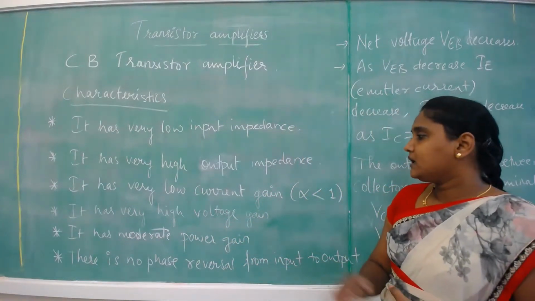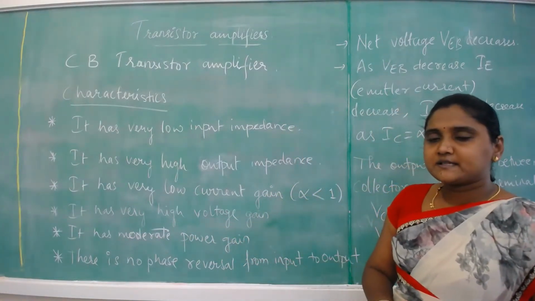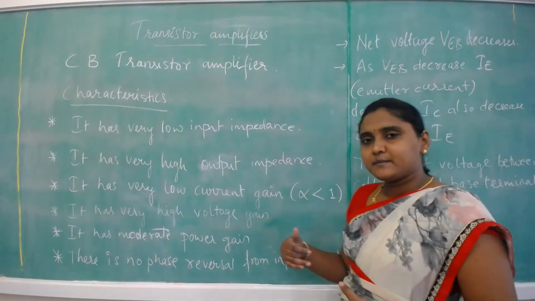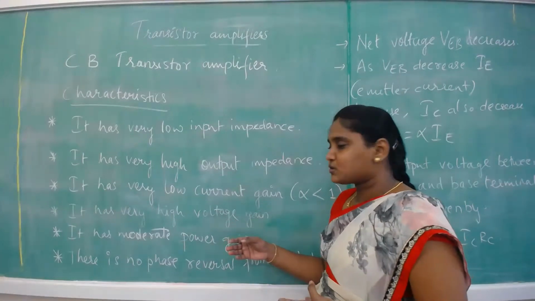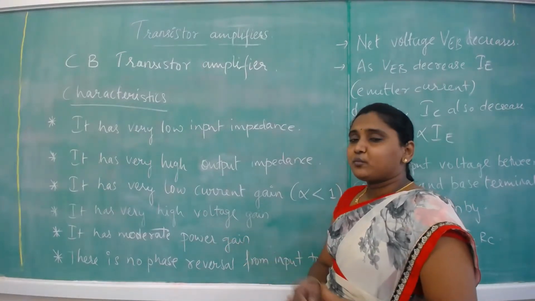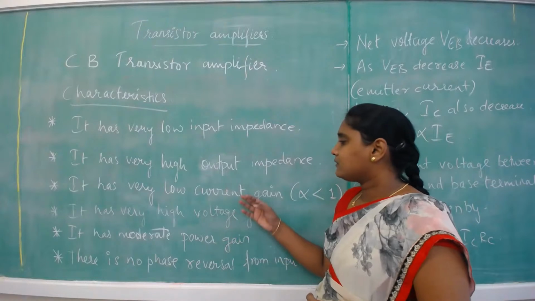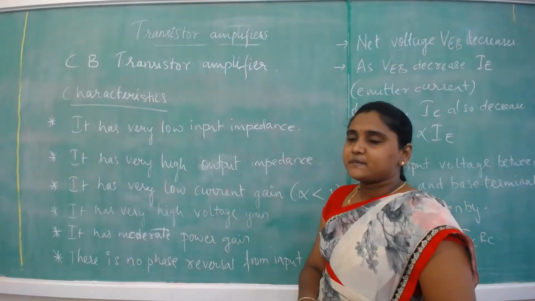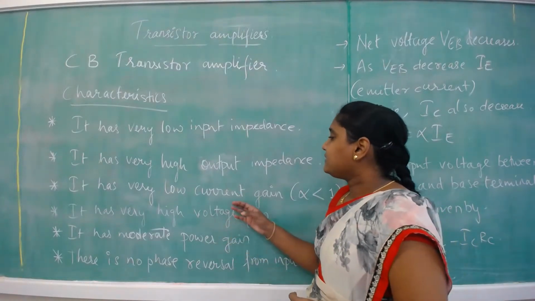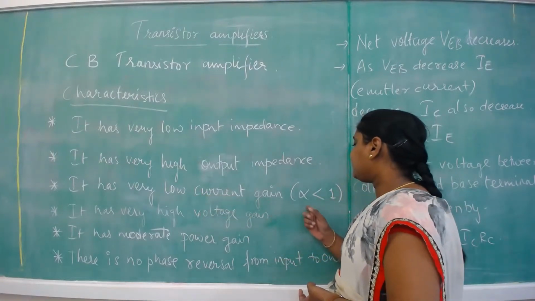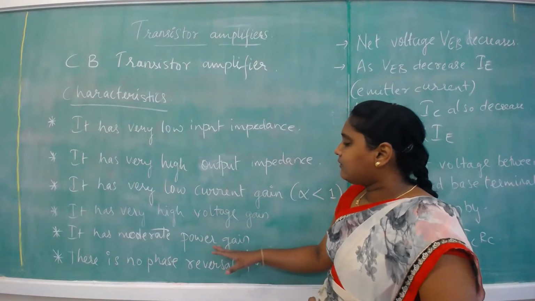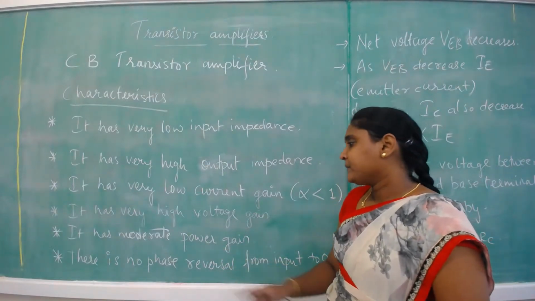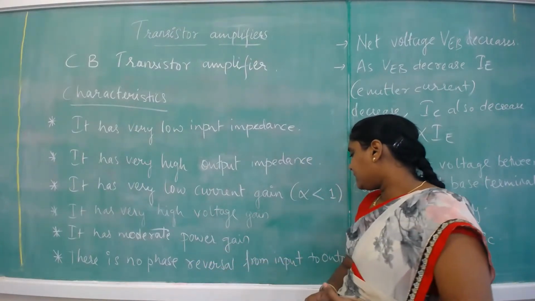Voltage gain, current gain and power gain we have discussed in yesterday's class in the parameters: the ratio of output current to input current, the ratio of output voltage to input voltage, and the ratio of output power to input power are current, voltage and power gain respectively. So here it has very low current gain, alpha less than 1, very high voltage gain and a moderate power gain. There is no phase reversal from input to output.